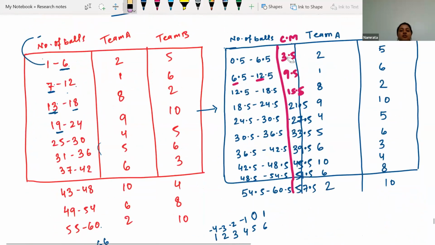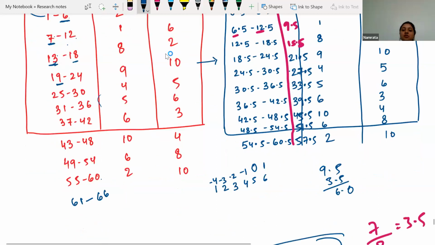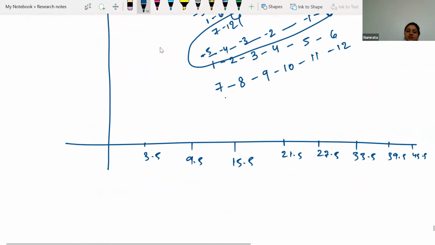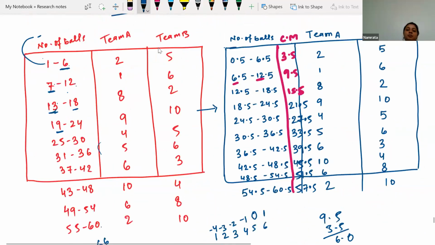So we are having 3.5, 9.5, 15.5. What is the gap? 9.5 minus 3.5, that is 6. 6 is the gap. From 9.5 to 15.5, again 6 is the gap. So let's say the previous one is x. Plus 6 must have been done, then only we would have got 3.5, right?